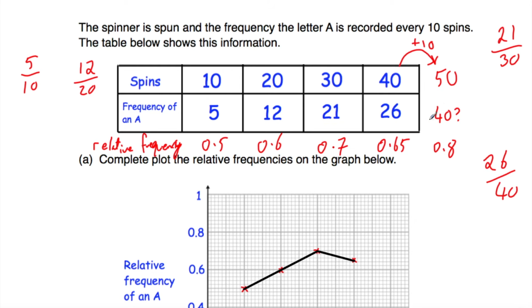But you couldn't have 40, that's too many. So it can't actually then be 40 out of 50, because if it's landed on A 26 times out of 40, the maximum number of times it could land on an A out of 50 spins would be another 10 spins, so that'd be 36 times. So it can't actually be 40. So that's it, so let's explain that.